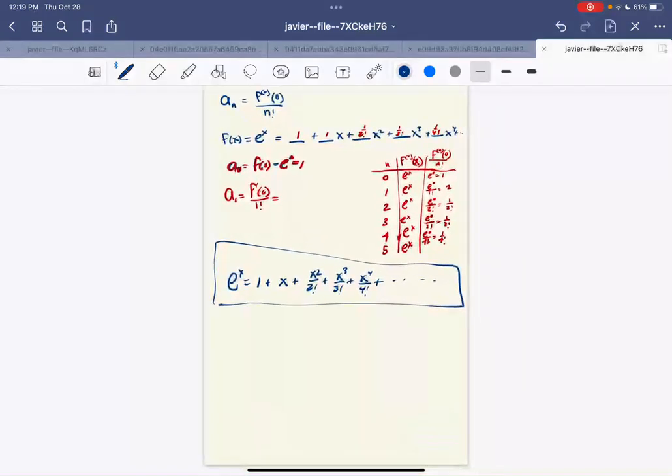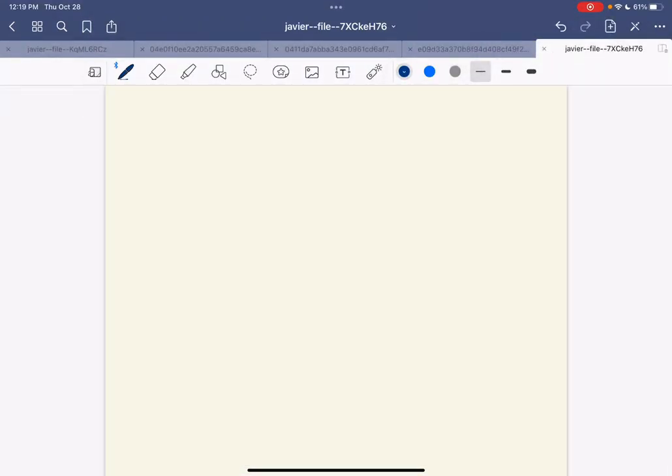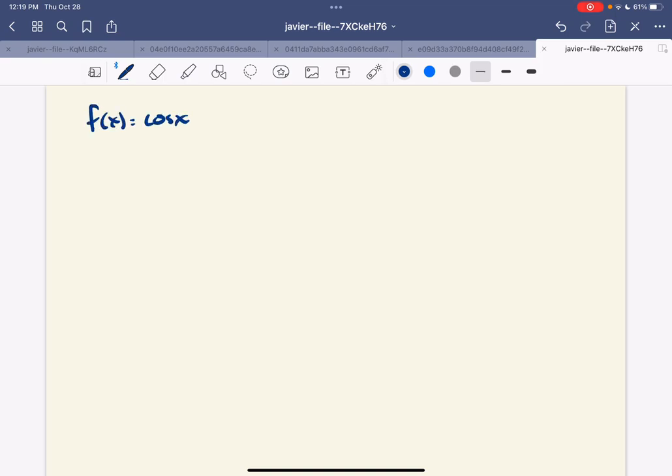Should we do that one more time? That was so fun. I think we should do it one more time. Suppose that we wanted the Taylor expansion for f of x equals cosine of x. The key is to figure out all the derivatives.